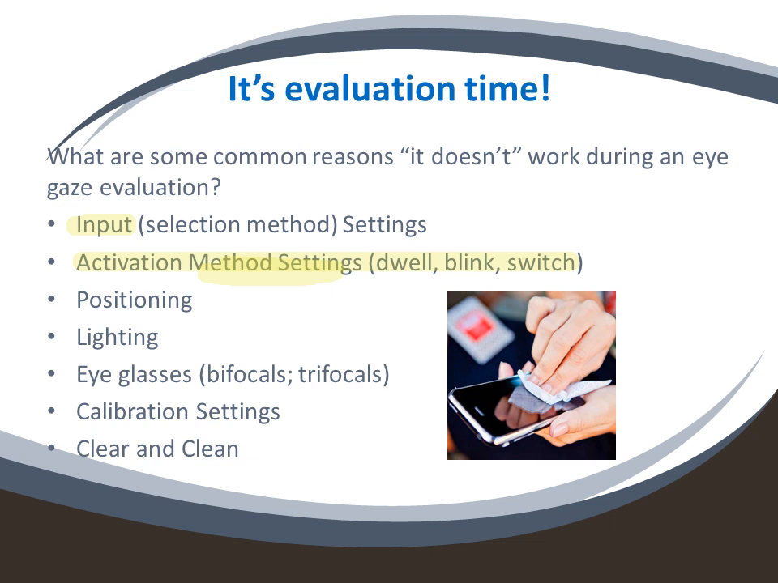Positioning could be an issue. Lighting. Sometimes if you're in a brightly lit room with fluorescent lighting, you might have some trouble with certain eye gaze devices. Eyeglasses, whether the person is wearing bifocals or trifocals, may be a reason why it doesn't seem to work. What can you do? Can you dim the lighting? Can you dim or close the blinds in the room to see if you can reduce the glare off of those glasses? And then traditionally, bifocals and trifocals have an issue of not working.